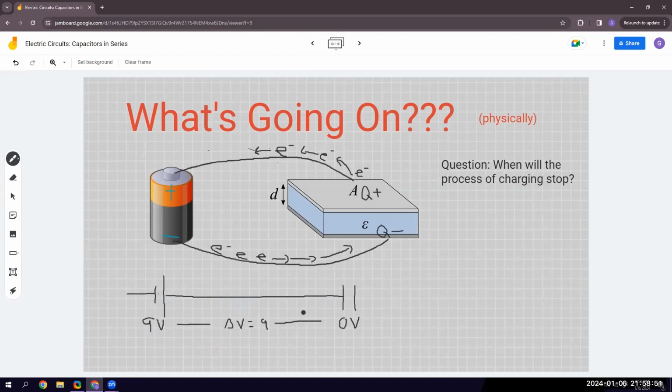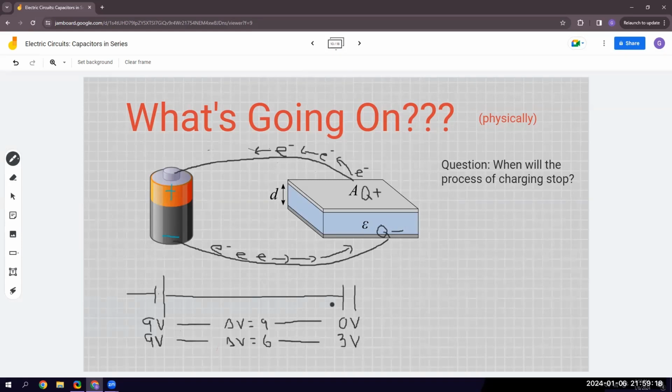Then sometime later, the capacitor is now going to be at, let's say, 1 volt, 2 volts, 3 volts, and as the voltage across the capacitor increases, the voltage between the battery and the capacitor decreases. 9 minus 3 is 6 here.